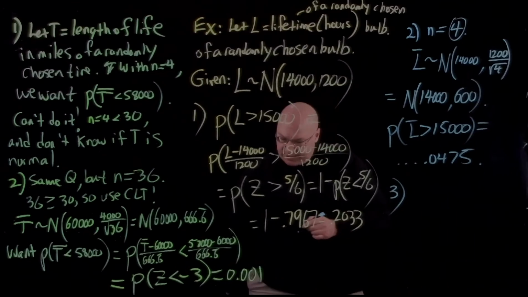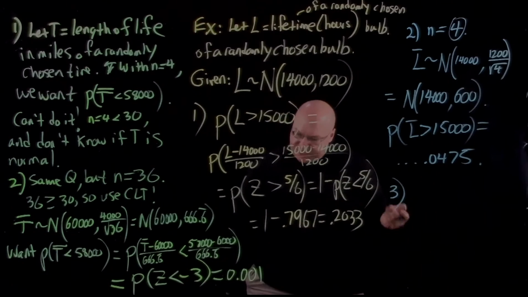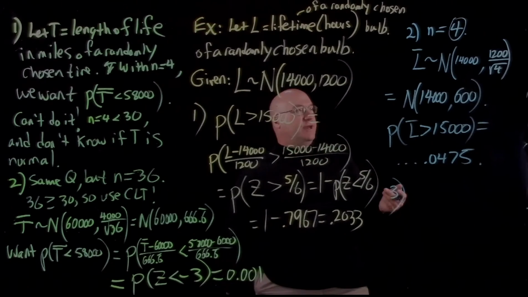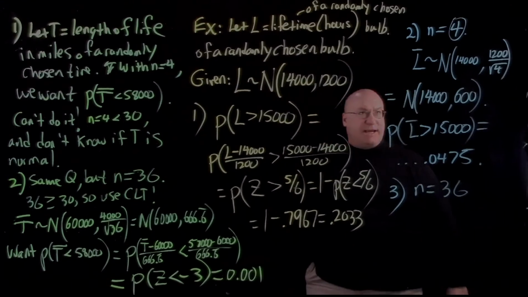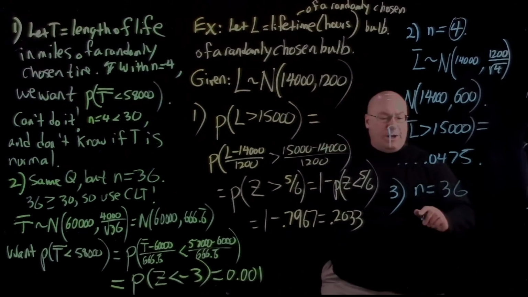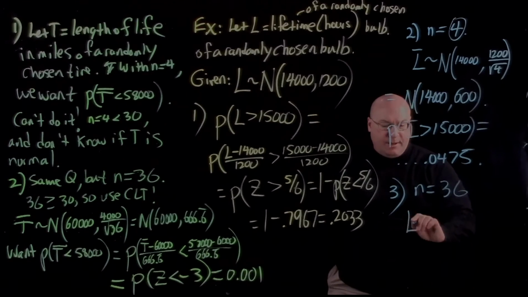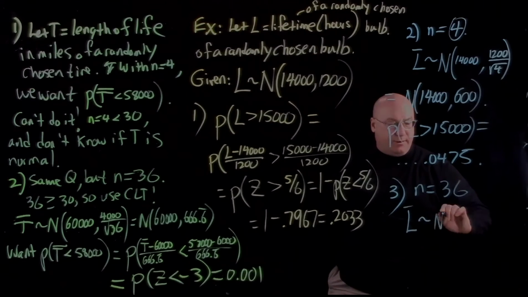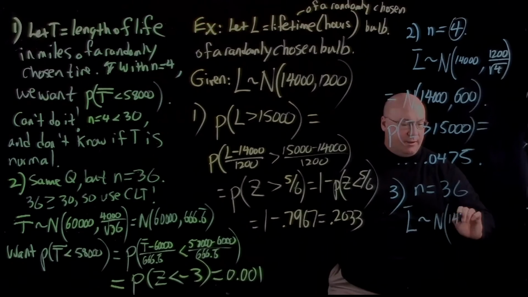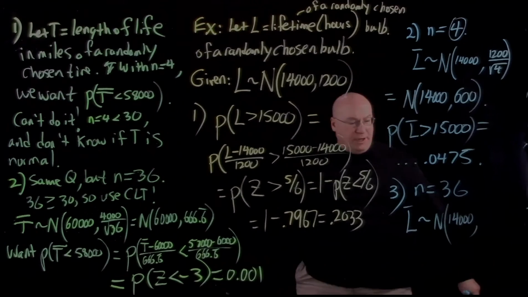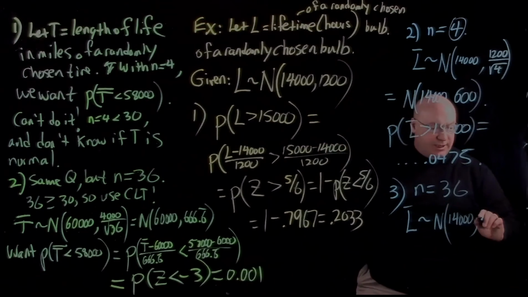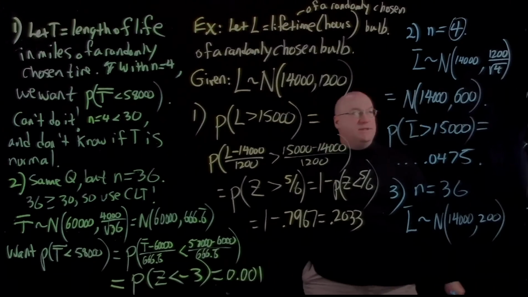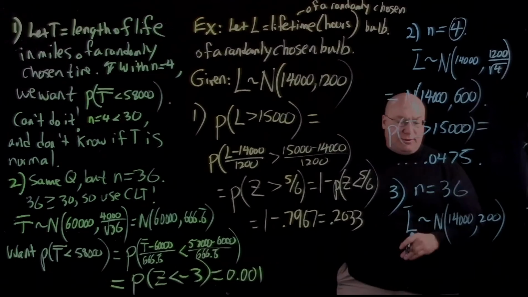All right, number 3. What's the probability that a sample of size 36 has a mean life greater than 15,000? So this time, n equals 36, correct? What is the new sigma? Well, pause me and figure it out. The old standard deviation is 1,200, and the new one is 1,200 divided by the square root of 36, so it should be 200. I want to see your work, see that you end up with 200.